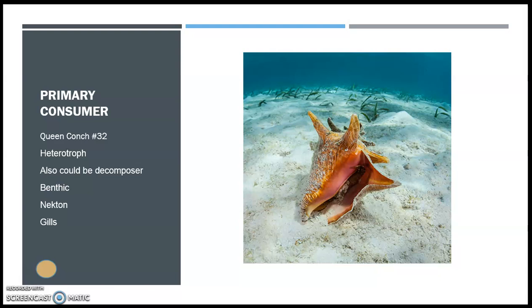It has a benthic stage and a pelagic stage in its life cycle. This just means that the conch lives on the seafloor for part of their life, and for another part of their life, it's in the water column. As an adult, they're benthic.